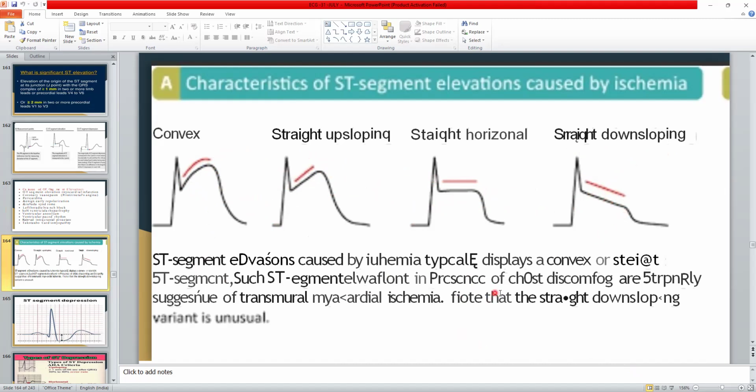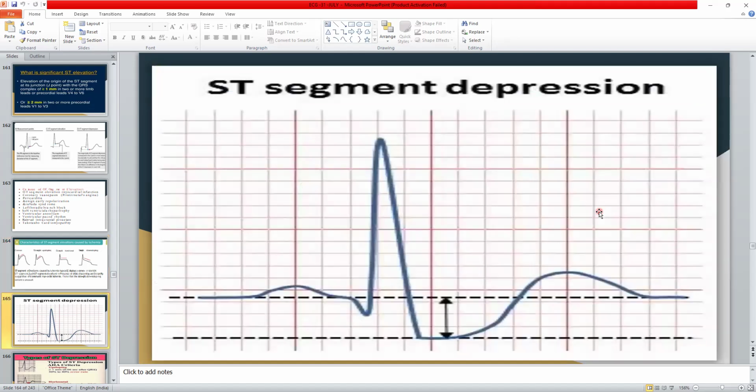There is some problem with the slide, so you are not able to read this properly. This is the straight downsloping. This variant is usually unusual. Coming to the ST segment depression, here is the PR segment. This has to be the ST segment, but it is depressed. So you have to measure the magnitude of ST depression like this. This is known as ST segment depression.